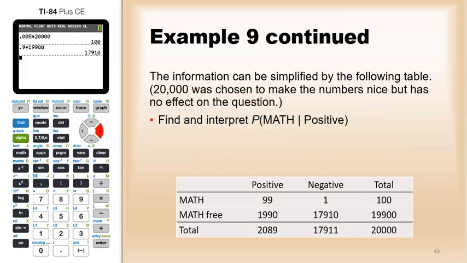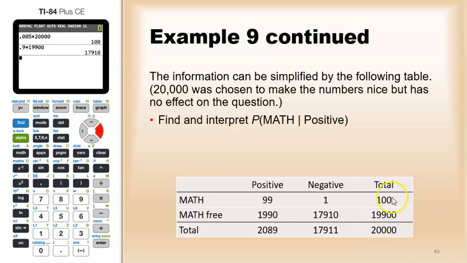So the information can be simplified by the following table. Again, 20,000 was chosen just to make the numbers nice. This overall total here could have been any number. Of course, if you try a different number, then that's going to change these other numbers. But you can start with any number you want.